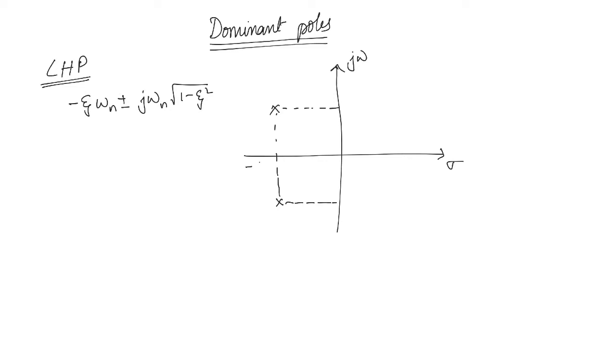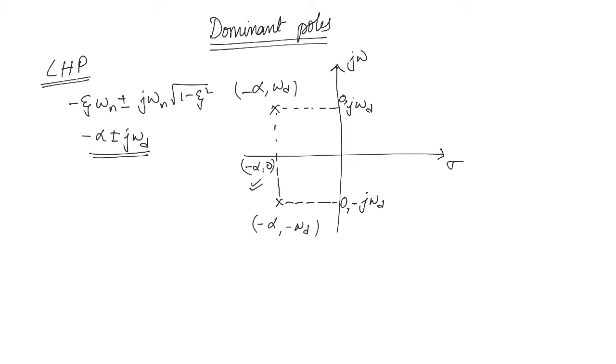So this is minus alpha comma 0. Alpha is nothing but zeta omega n. So we can also write the roots as minus alpha plus or minus j omega d. This is minus alpha comma 0, and this point is plus j omega d and this is minus j omega d, that is, 0 comma minus j omega d. Similarly, you have 0 comma j omega d. So the roots will lie at minus alpha, omega d and minus alpha, minus omega d.